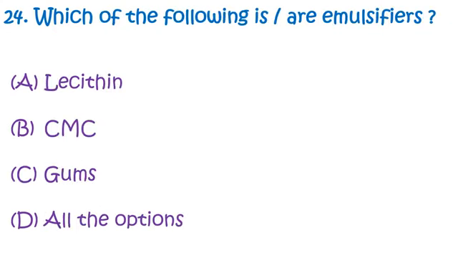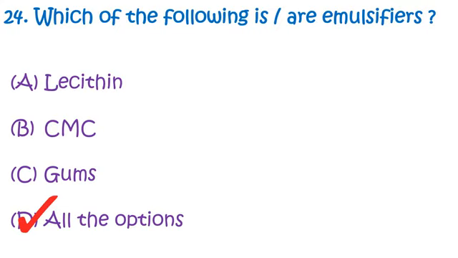Question number 24. Which of the following is or are emulsifiers? Options are option A lecithin, option B carboxymethyl cellulose, option C gums, option D all of the options. And the correct answer is option D all of the options. Lecithin is naturally occurring and can be derived from egg yolk, soybean, sunflower, canola, etc. and is a natural emulsifier as well as antioxidant.